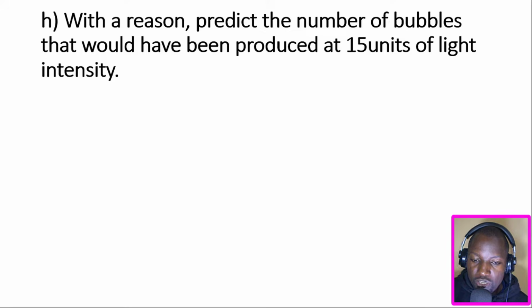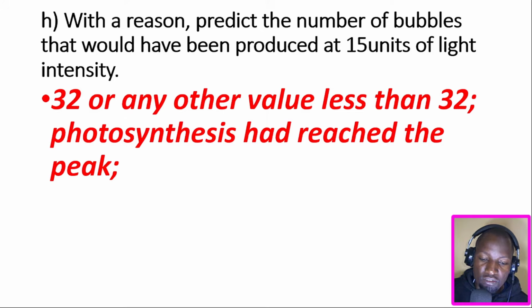Question number H, with a reason, predict the number of bubbles that will have been produced at 15 units of light intensity. That is way beyond our graph, because our graph was reaching 8. So it will be 32 or any other value less than 32. And this is because photosynthesis had reached its peak.